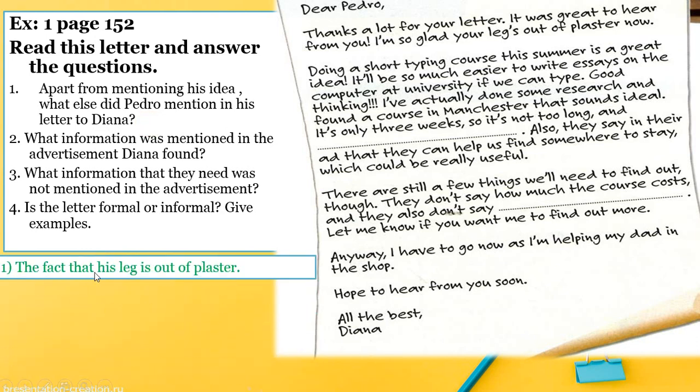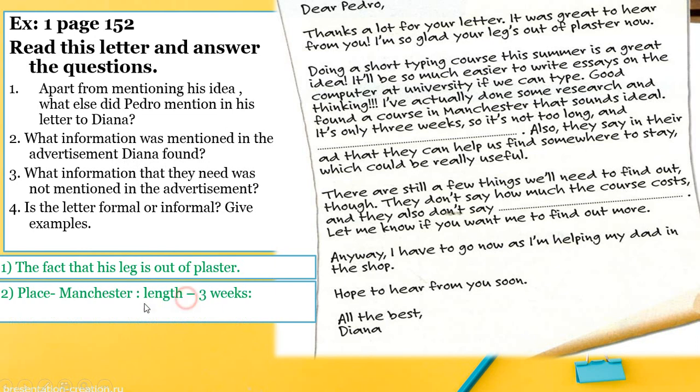Yes, the fact that his leg is out of plaster. And now look at the second question. What information was mentioned in the advertisement Diana found? And the right answer is place of the course Manchester, length of the course 3 weeks, and this course will help with accommodation offered.